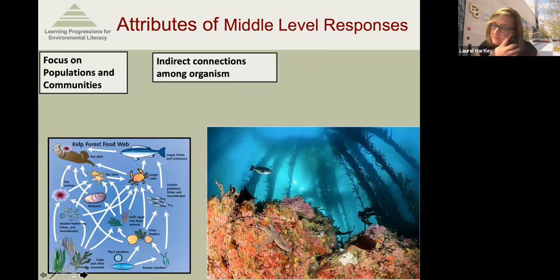Middle level students tended to focus on populations and communities. So they didn't just see individuals, they saw populations, and that was a big step between the lower level and the middle level. They also saw indirect connections among organisms, so they wouldn't just see one arrow up or down in a food web.